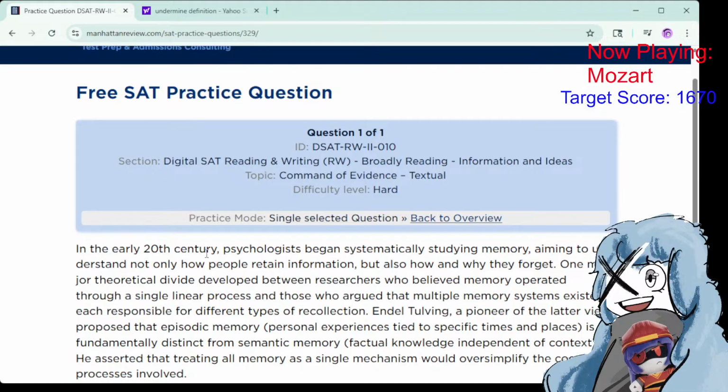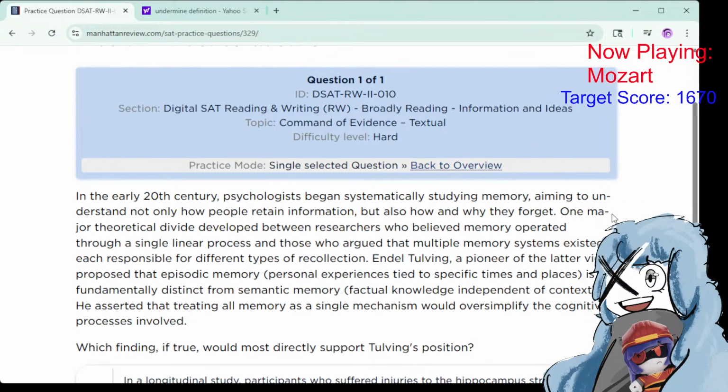In the early 20th century, psychologists began systematically studying memory, aiming to understand not only how people maintain information, but also why they forget. One major theoretical development.